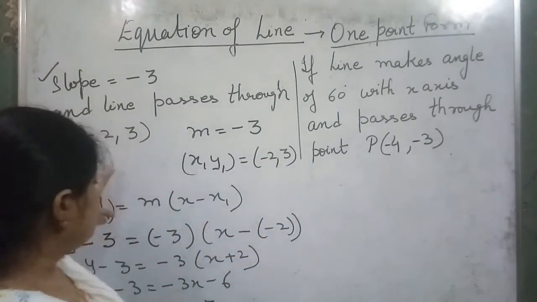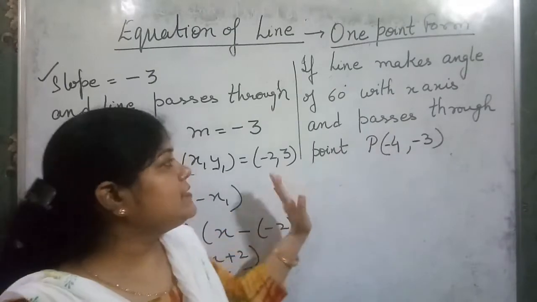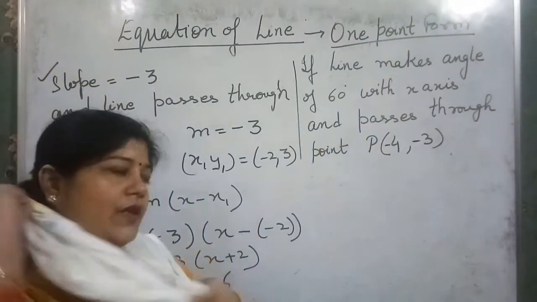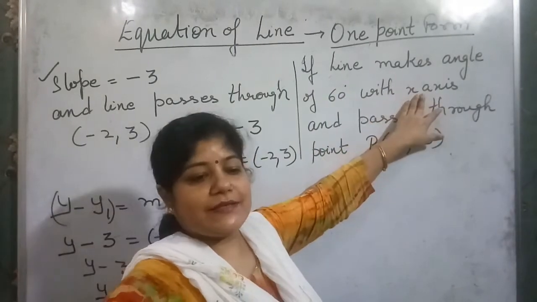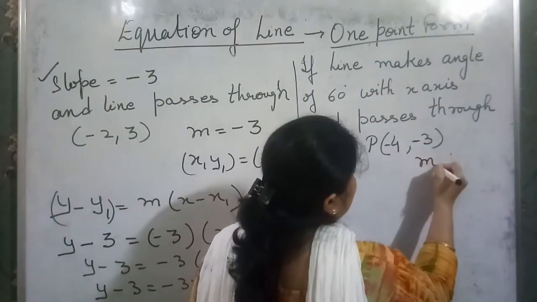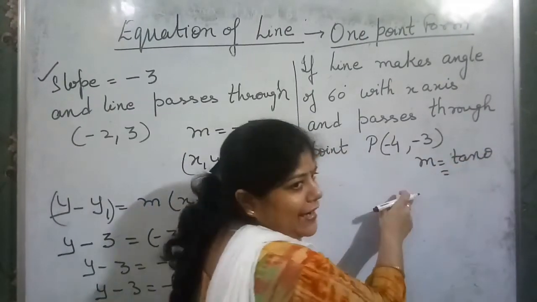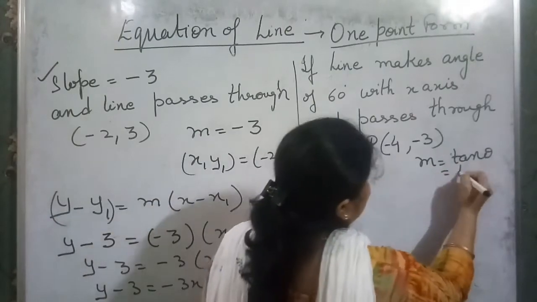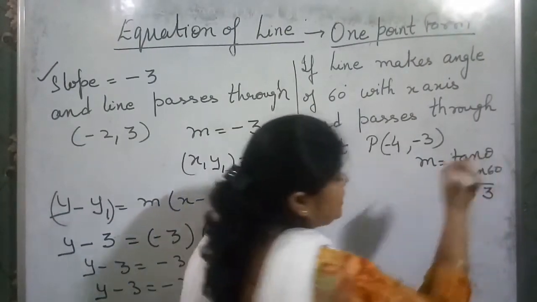Now on the same formula the question pattern is different, and see how we will find it. Now it is given that a line makes an angle of 60 degrees with the x-axis. You can easily find it using the formula m is equal to tan theta. With that we can find the slope, that is tan 60 degrees, which is equal to root 3.